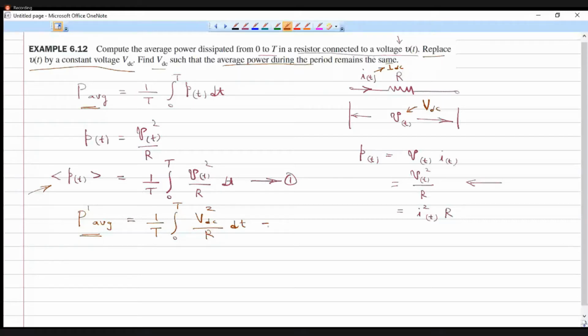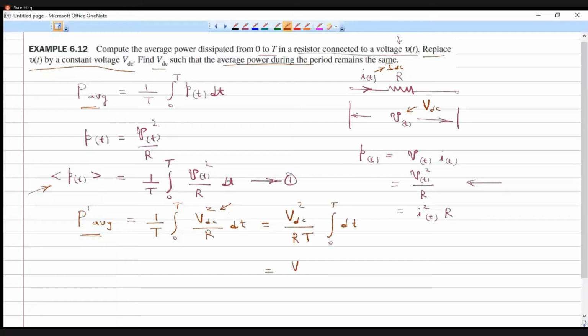So I can further simplify this. How can I simplify this? This is a DC voltage, so it is a constant value. It is not going to depend on the time, right? So I can take it out of the integral. So I can take VDC square divided by R outside, and R is also a constant. Resistance is not going to change with respect to time. So I will have integral 0 to T dt here.